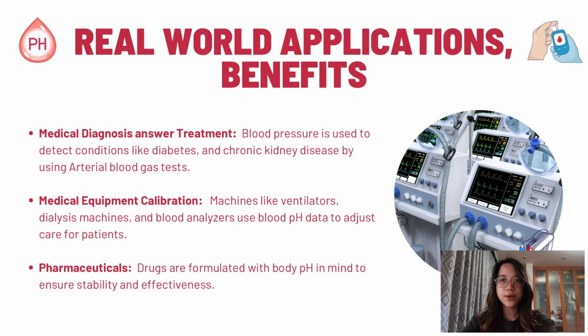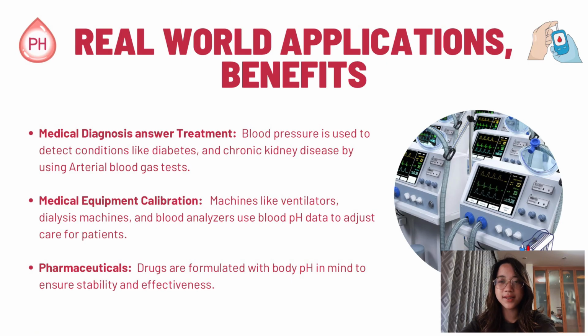And for the real-world applications and benefits, medical diagnosis and treatments. Blood pH is crucial for diagnosing and managing diseases. For example, blood pH measurements help detect and monitor conditions like diabetes and chronic kidney disease. By assessing blood pH, healthcare providers can adjust treatments to stabilize patients and prevent complications.